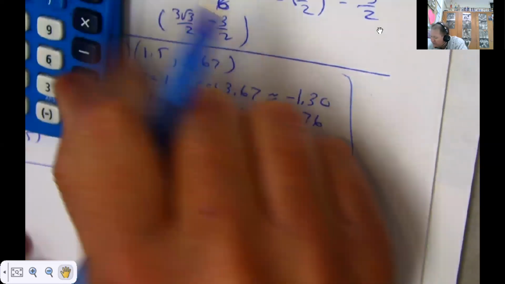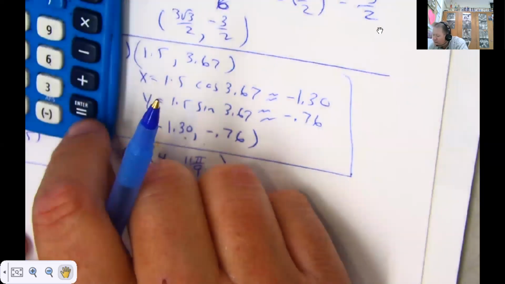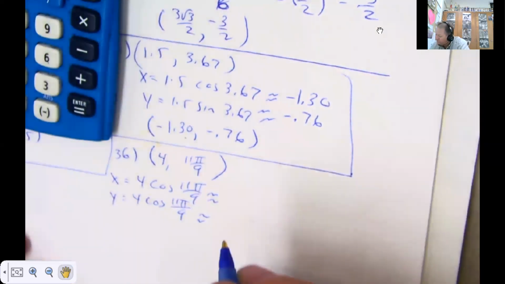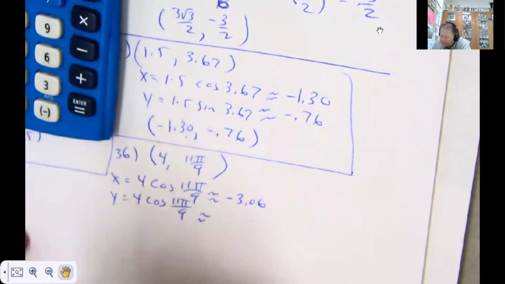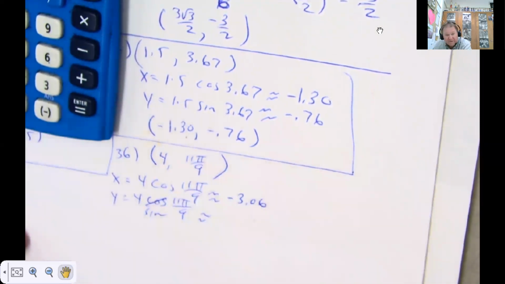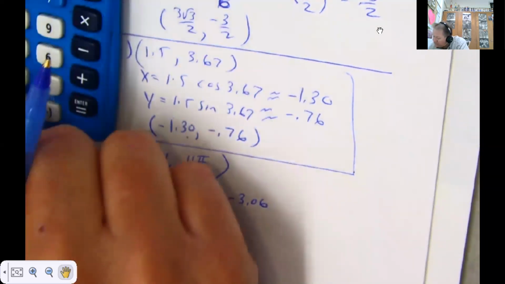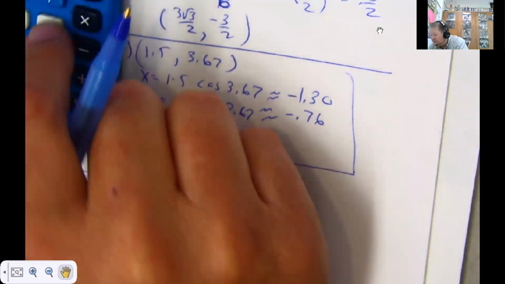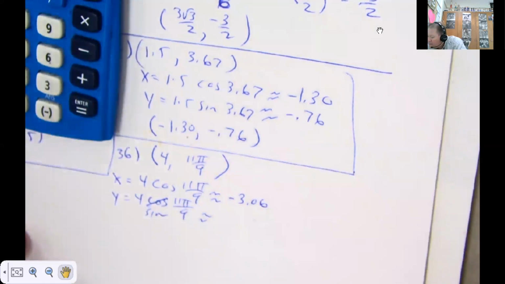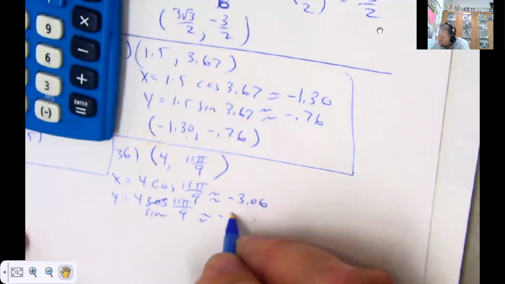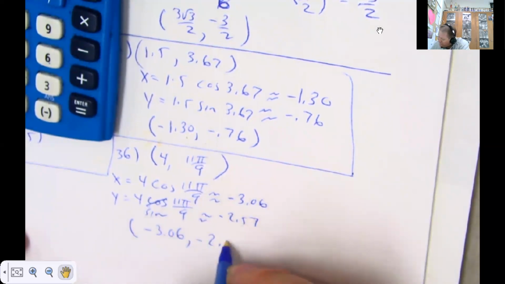It's going to be 4 times the cosine of 11 times pi divided by 9. And I'm getting negative 3.06. I'll do 2 decimal points. And, oh, I wrote cosine twice. This should be sine. It's going to be 4 times the sine of 11 times pi, all over 9. This is negative 2.57. So as an ordered pair, it's negative 3.06, comma, negative 2.57.